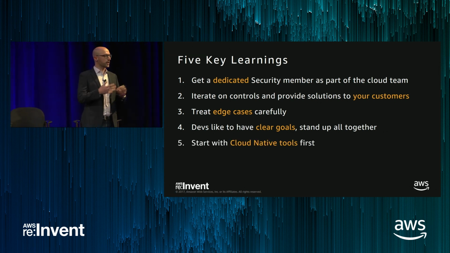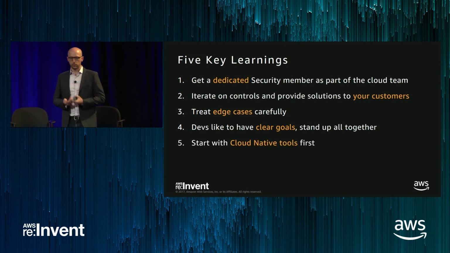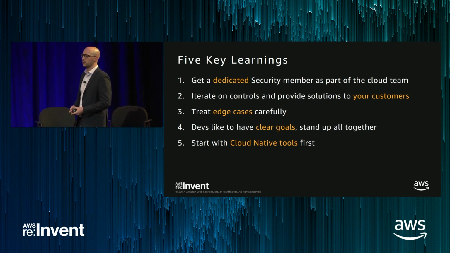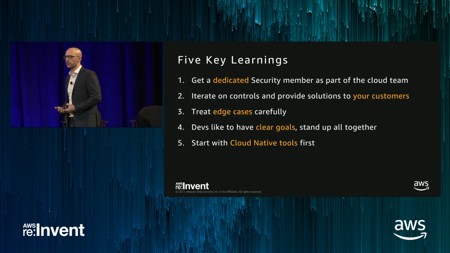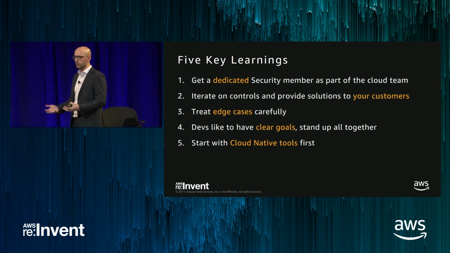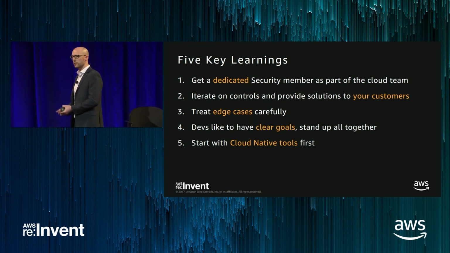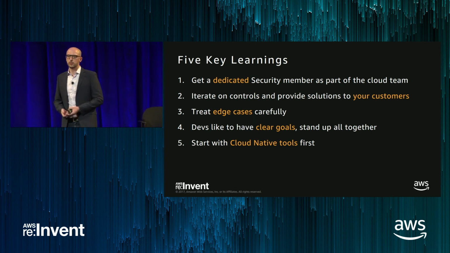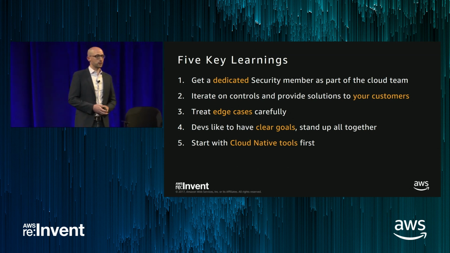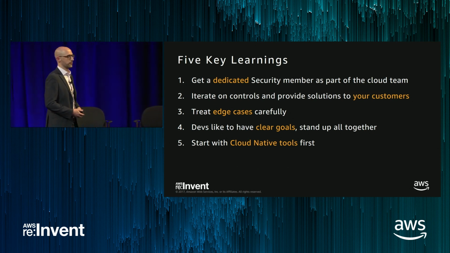And finally, start with cloud-native tools first. There are over 90 different services in AWS. You can leverage them to do a lot of great things. Try them and see if they are meeting your needs. And if they don't, tell us, and we'll improve them.